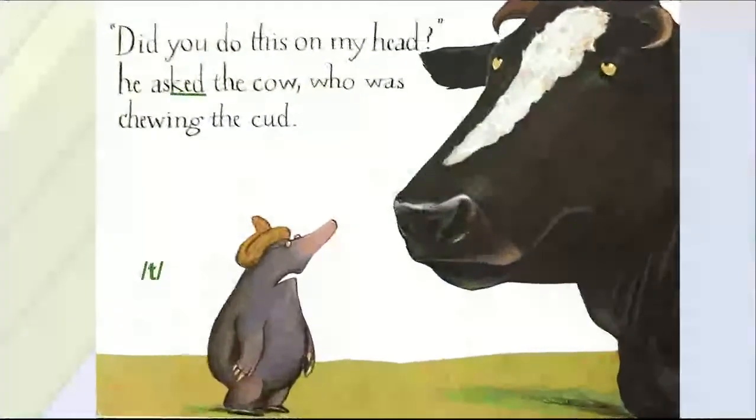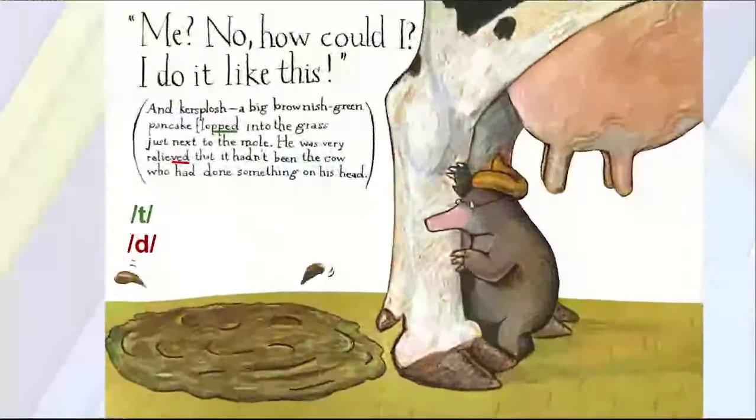"Did you do this on my head?" he asked the cow, who was chewing the cud. "Me? No. How could I? I do it like this." And kerplush, a big brownish green pancake flopped into the grass just next to the mole. He was very relieved that it hadn't been the cow who had done something on his head.